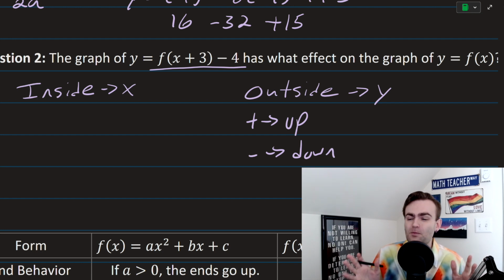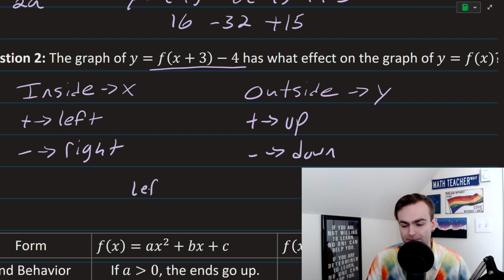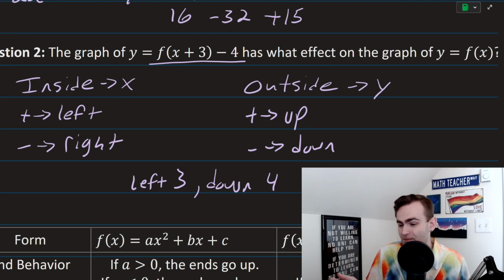But for x's, well, I think we've all been there. X's are crazy. That's why they're x's. So they do the opposite. So a plus actually means we go left, and a minus means that we go right. So if I look here, we have a plus 3 on the inside, which means left 3, and we have a minus 4 on the outside, which means we're going down 4. So if it happens inside, it affects the x's, and it does the opposite of what you think because our x's are crazy. And if it happens on the outside, it happens vertically, up and down, and it happens just normal. Plus means up, minus means down because y's are y.